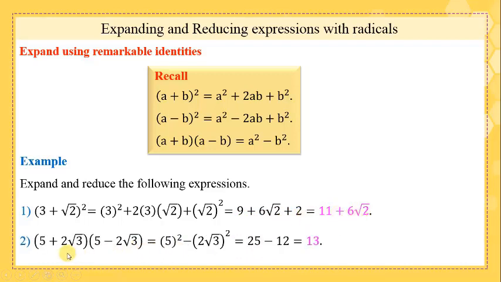Number 2, 5 plus 2 radical 3 into 5 minus 2 radical 3. Here students, we apply the remarkable identity number 3. So the answer is the difference between two squares. We get 5 to the power 2 minus 2 radical 3, all of it to the power 2. Pay attention and do not forget to put parentheses. The answer is 25 minus 12, which is equal to 13.